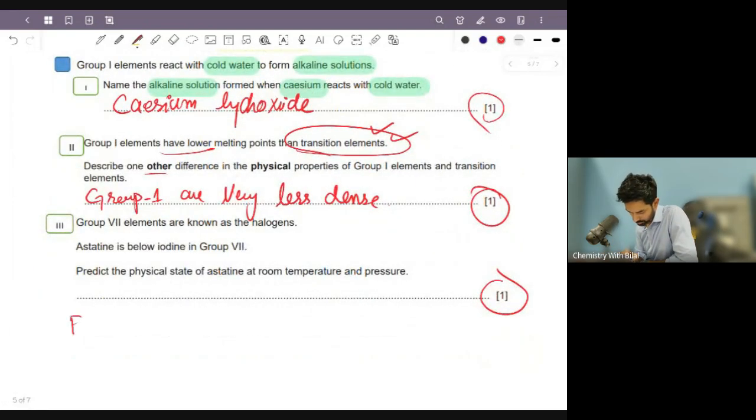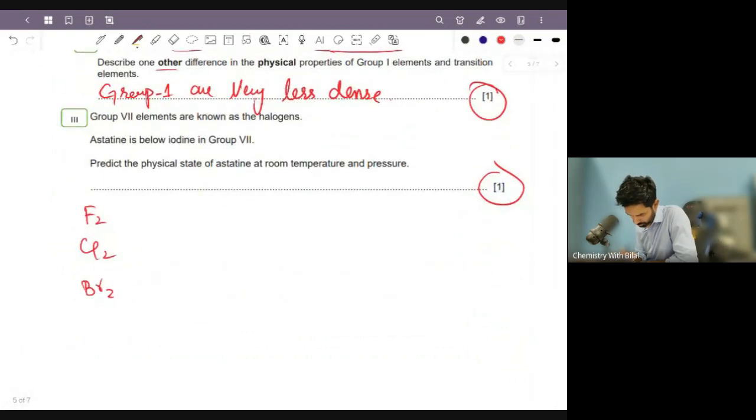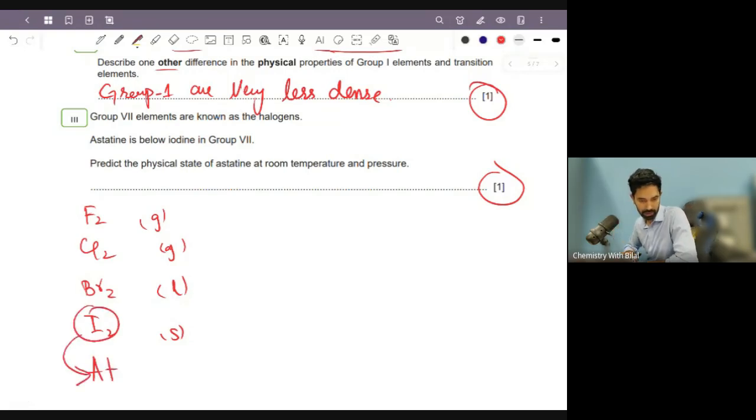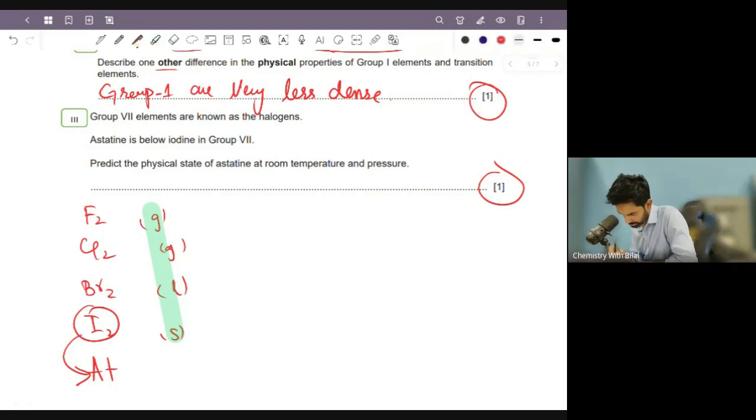So we know that as you go top to bottom, fluorine, chlorine, bromine is liquid, iodine is solid. So this is gas, this is more dense gas, this is liquid, and this is solid. How would you predict the physical state present underneath iodine? Would it be gas, liquid, or solid? Look at the trend. Gas, liquid, solid. So it would be solid. So predict the physical state, it should be solid.